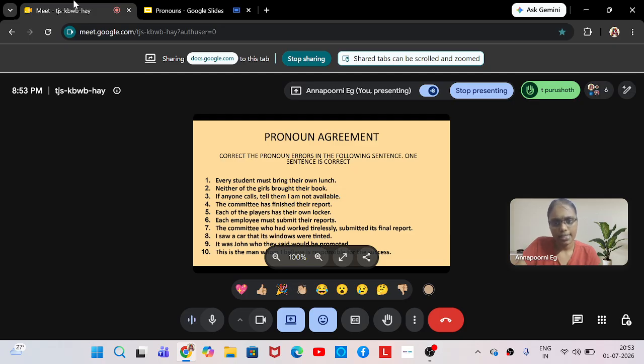Next is: Neither of the girls brought their book. Neither of the girls means not even one girl; if there are 30 girls in the class, not one girl brought a book. So: Neither of the girls brought her book.